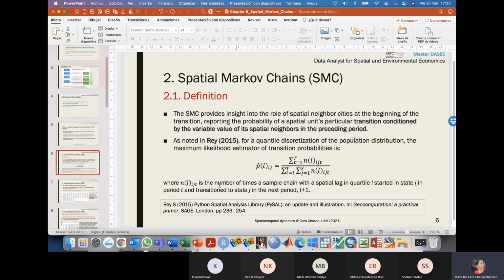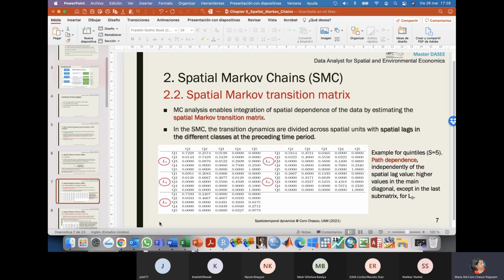So this N, as I said, is the number of times a sample chain with a spatial lag in quartile, or quantile in general, L, started in state i in period t and transitioned to state j in the next period, t+1. Okay. It's something similar. Let's go to this other slide. Maybe it is easier to understand.